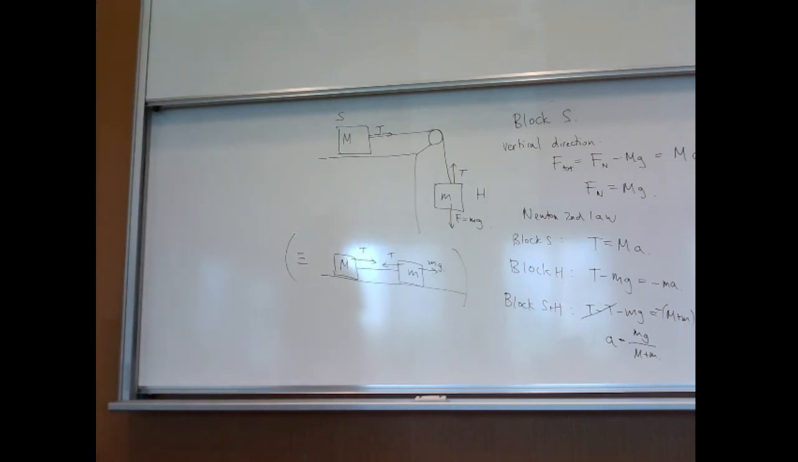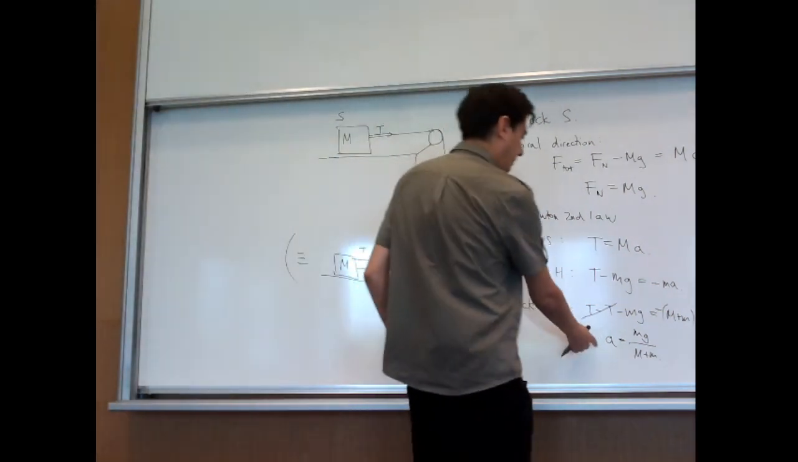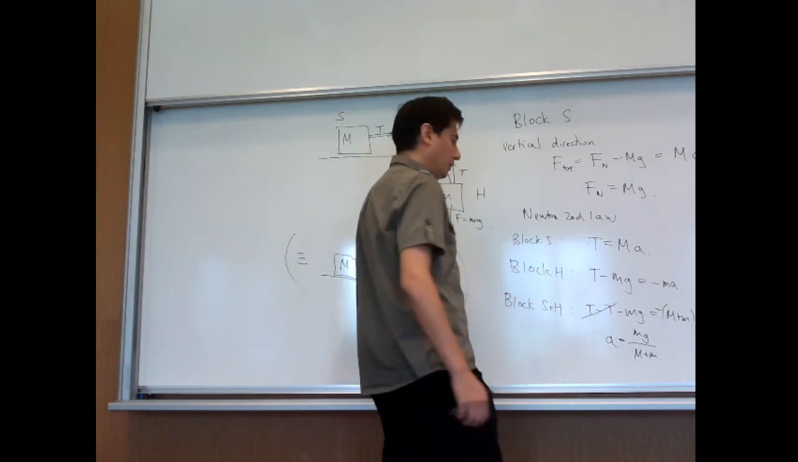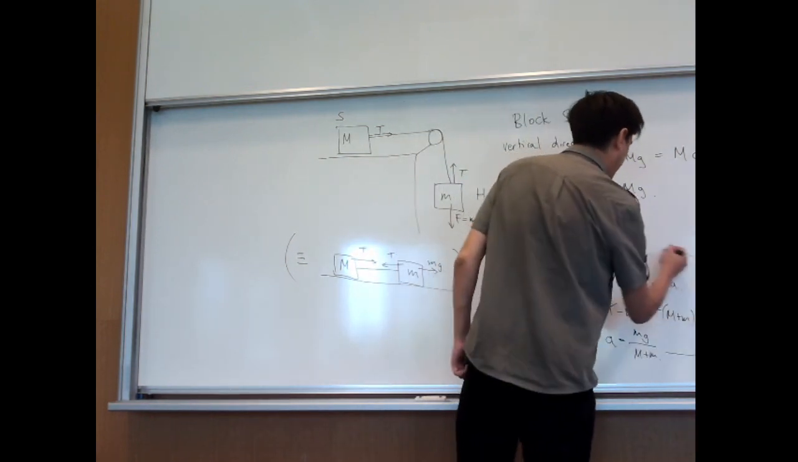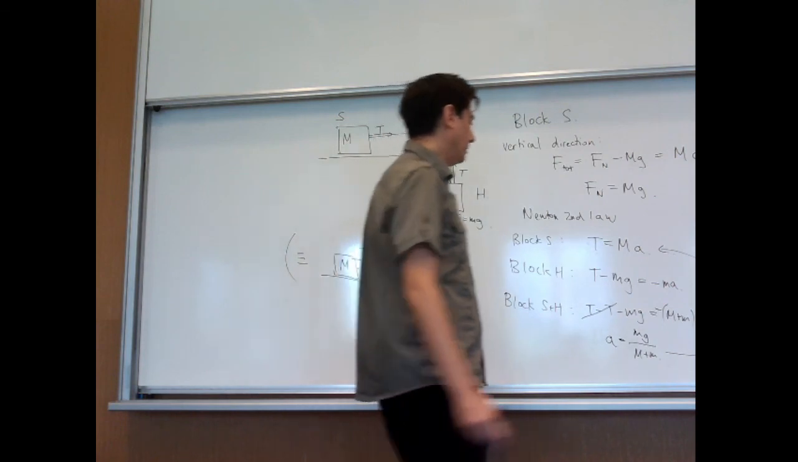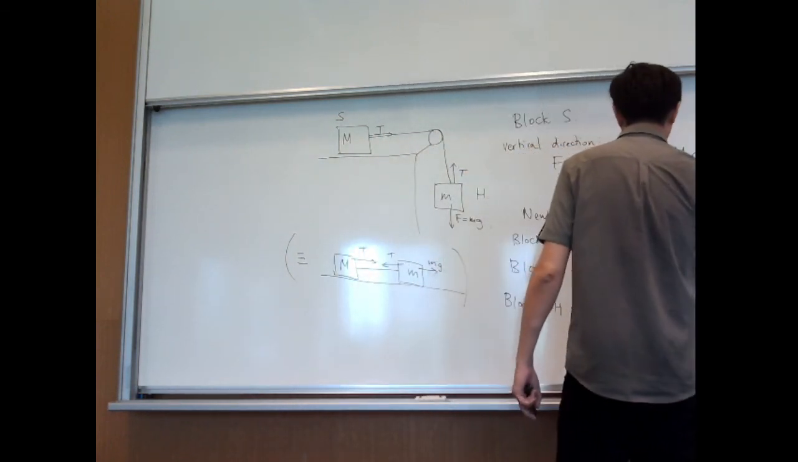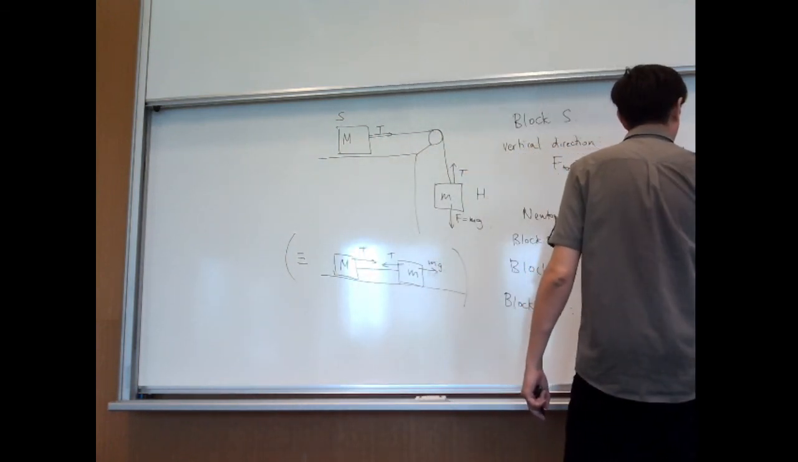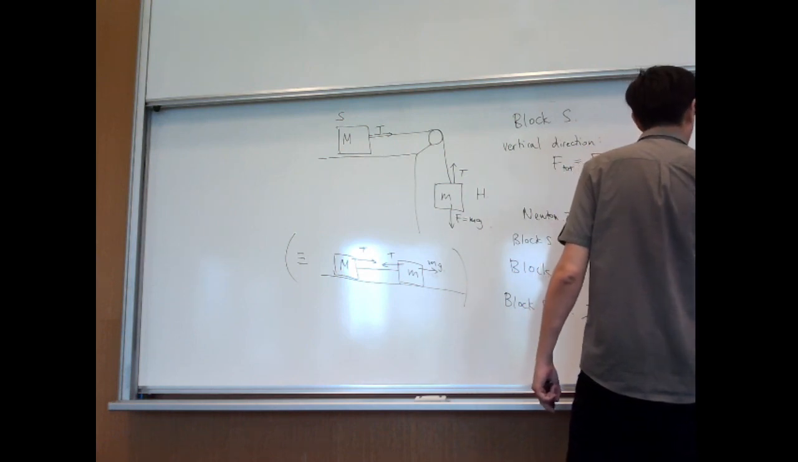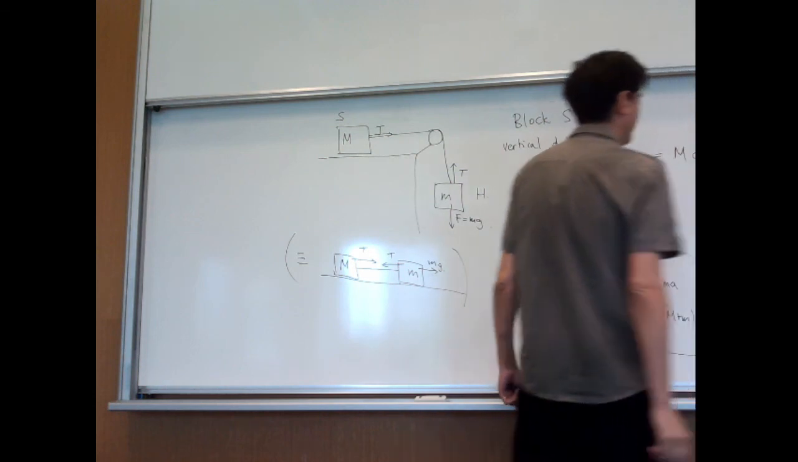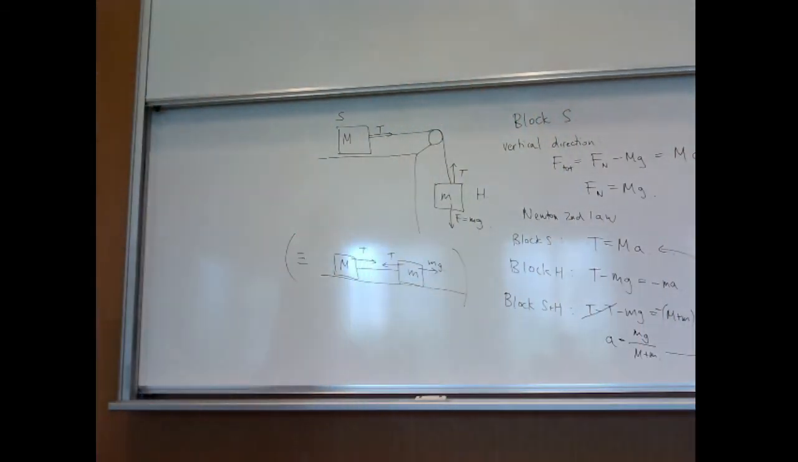And then finally, to find the tension in the cord, we can use one of these other equations. Put that into here. So the tension would just be big M G over M plus m. I didn't put numbers in, but I think you can do that. Okay, that's fine.